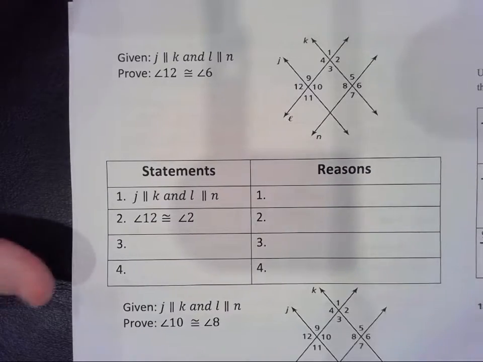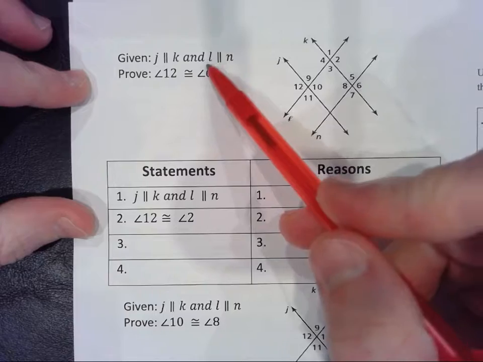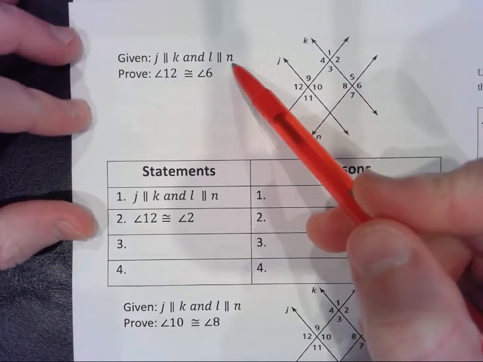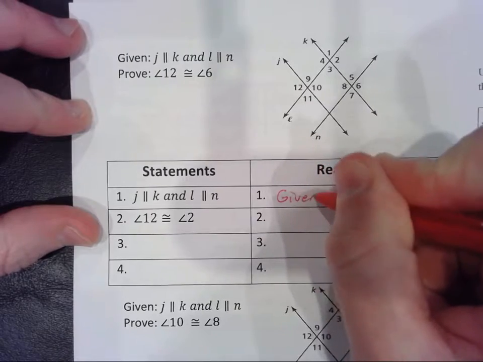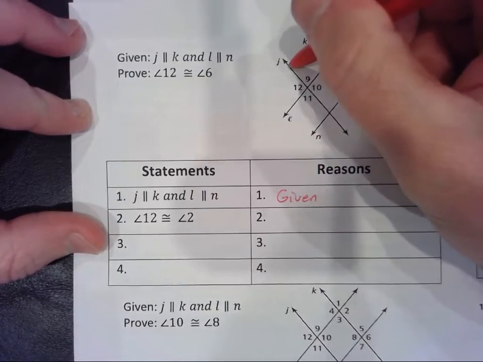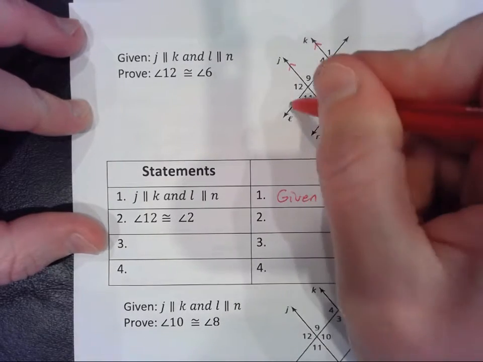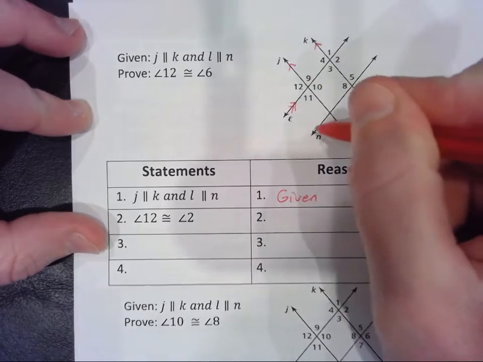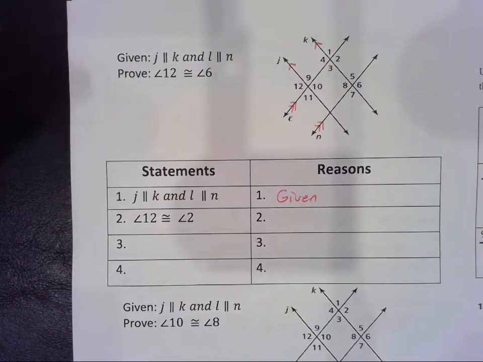So the first proof, I am given that J is parallel to K and L is parallel to N. So that is given information, and I want to mark that on the diagram. J is parallel to K and L is parallel to N. Use 2 arrows because it's not parallel to J and K.